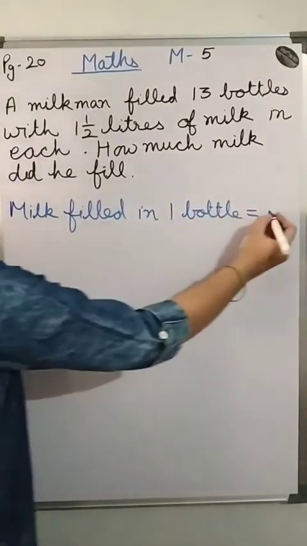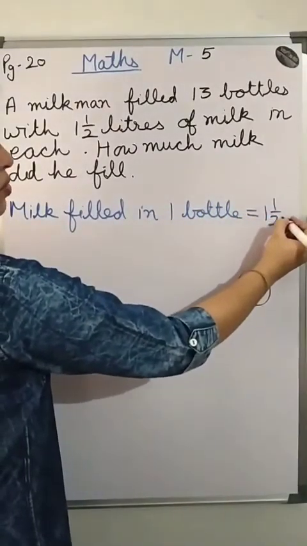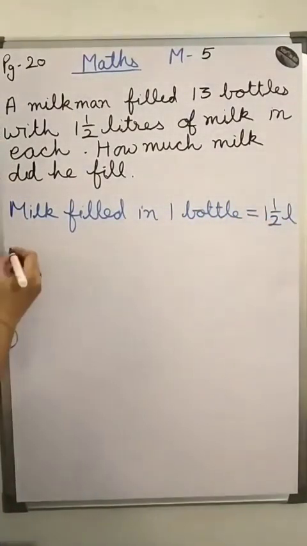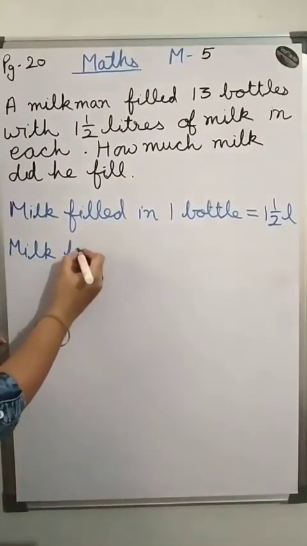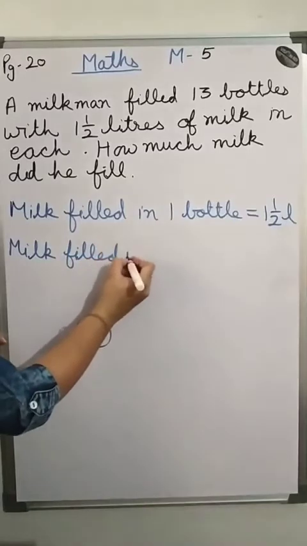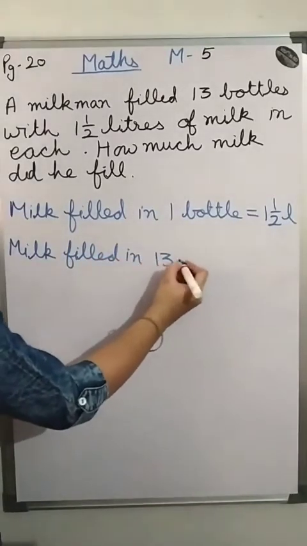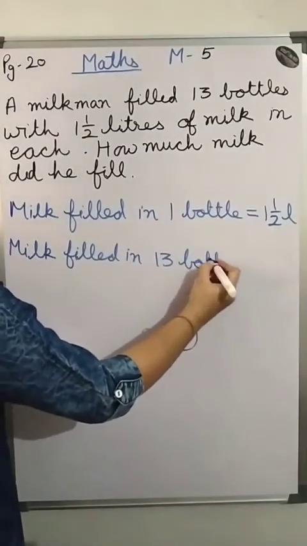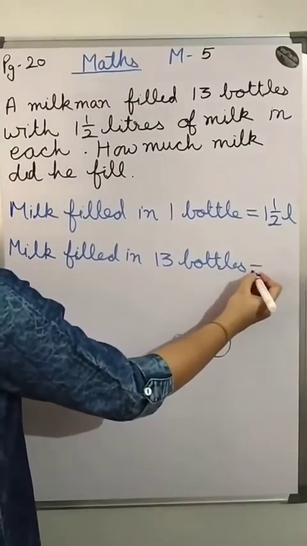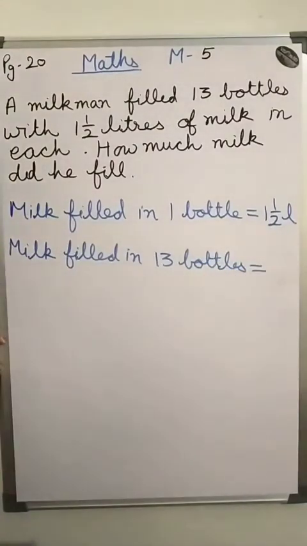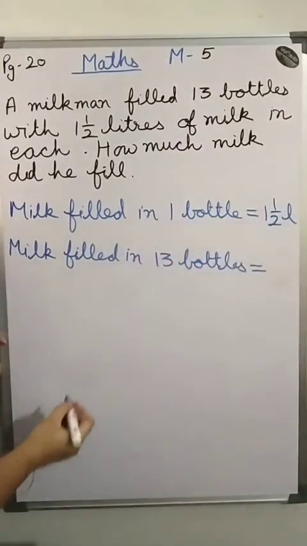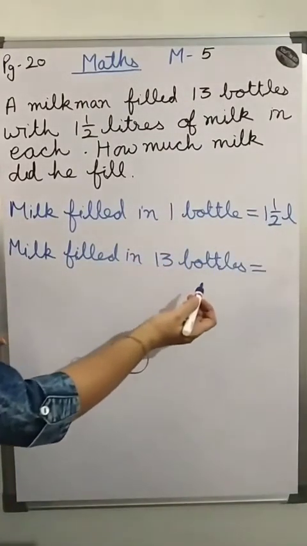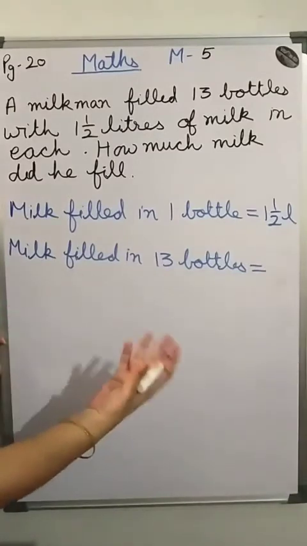Is equal to 1 by 2 liter. Now, milk filled in 13 bottles is equivalent to... So what we do here: milk filled in one bottle is equal to 1 by 2 liter. So milk filled in 13 bottles, we have to find the value of more.